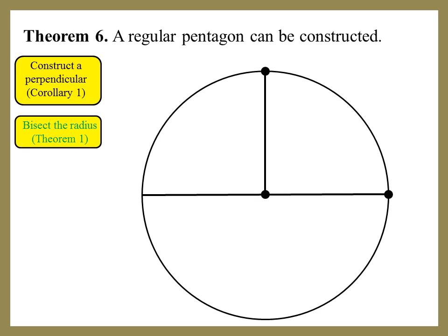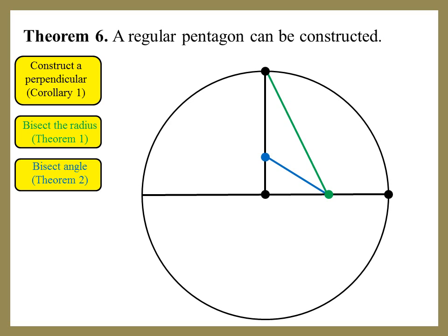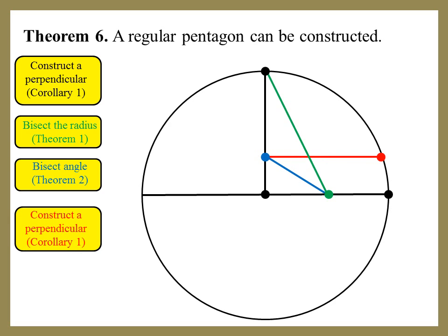Bisect the radius of the circle as shown, which can be done by Theorem 1. Connect the midpoint of the radius and the point on the circle as shown. Bisect the angle as shown using Theorem 2, and find the point of intersection as shown in blue. Construct a perpendicular to the radius through the blue point as shown using Corollary 1. Find the point of intersection of this perpendicular with the circle. Now, connect the 2 points as shown.